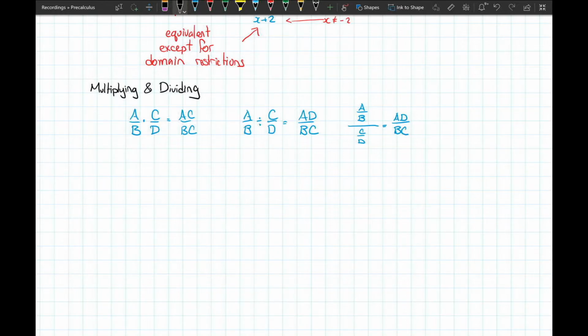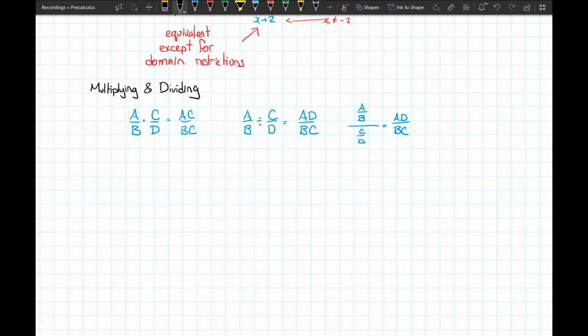And there may be two different ways that you see division written. You can have a fraction divided by a fraction along a single line, or you might have a compound fraction where you have a fraction over a fraction. Now that means that the numerator and denominator of the big fraction are actually also fractions themselves. In this case, they'd be rational expressions.